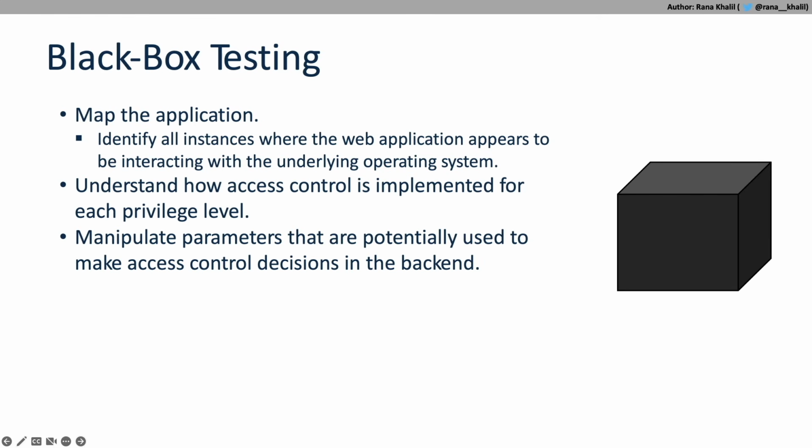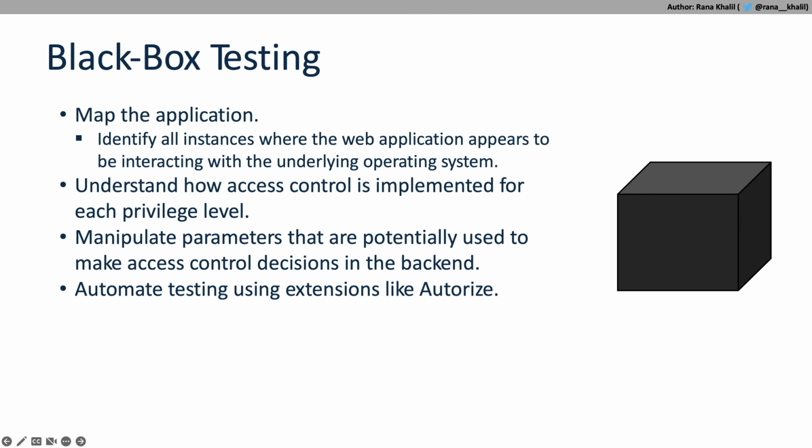document. Now, once you've understood how access control is implemented for each privilege level and the potential client-side parameters that are used to make access control decisions in the backend, then it's just a matter of manipulating these parameters to confirm if they are really vulnerable. And this can get really tedious because you want to do that for all the pages and all the parameters for each privilege level. So you could imagine how much work that would be to do manually.